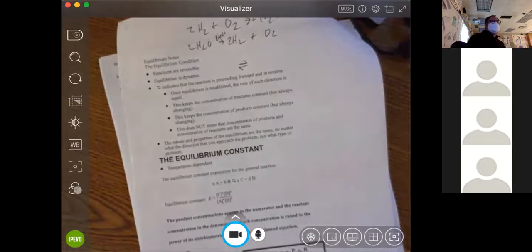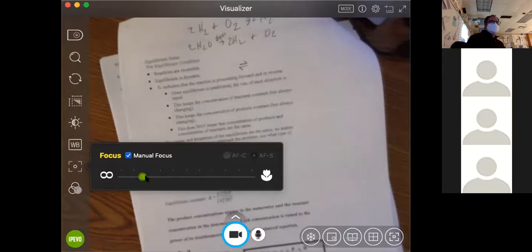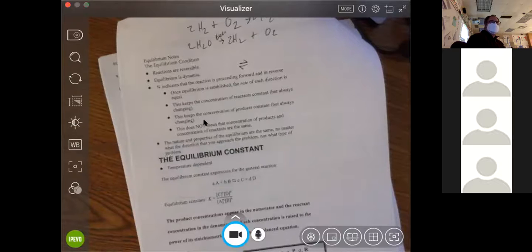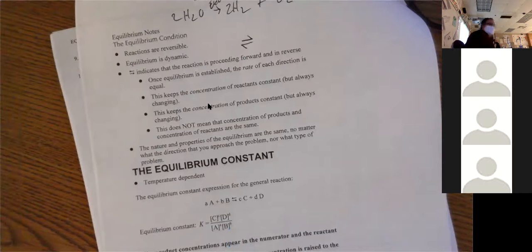You guys see that okay? That's pretty blurry, isn't it? See if I can fix it. Huh. I think we're just going to have to get closer. Better?